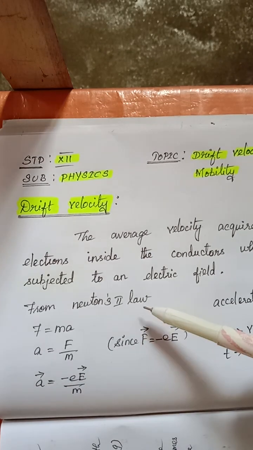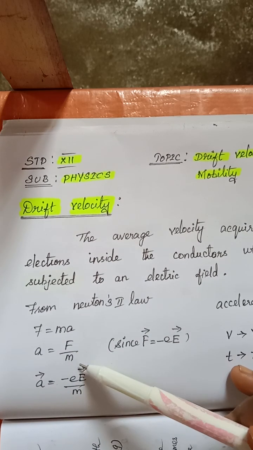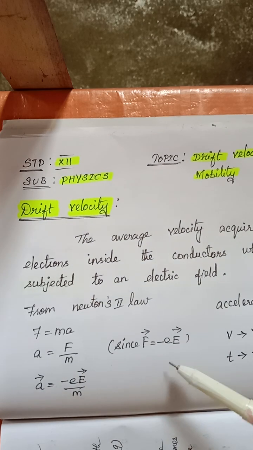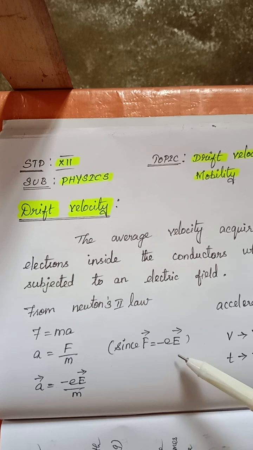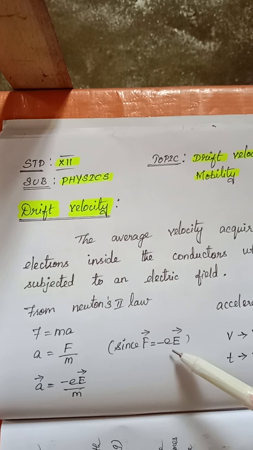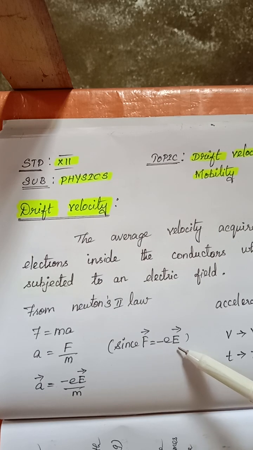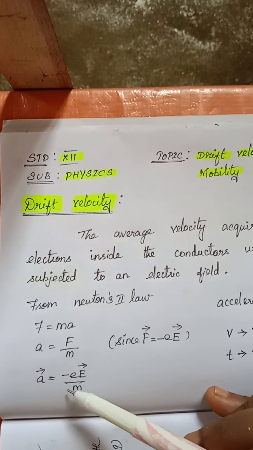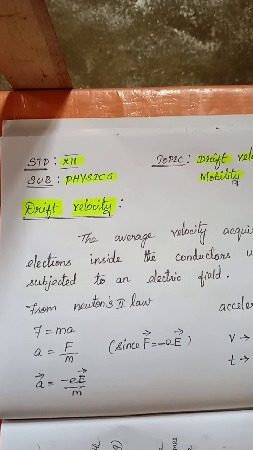From Newton's second law, F equal to ma, that means a equal to F by m. That is the acceleration. Already we learned F equal to qE. Q means charge. Considering electrons, it is minus e, e for electrons and E for electric field. Applying that value, the acceleration vector a equals minus e E vector by m.